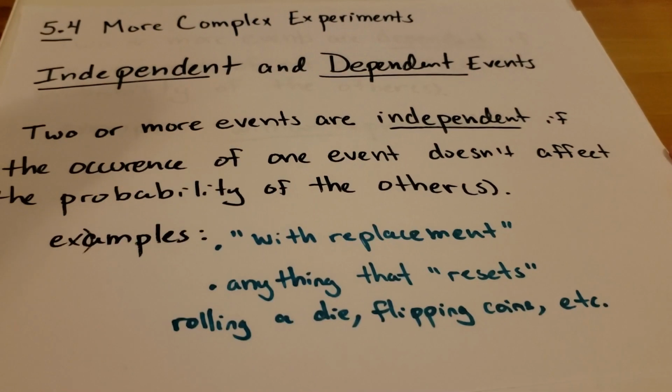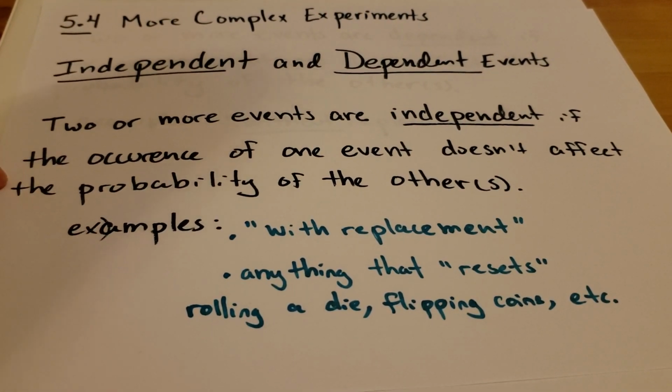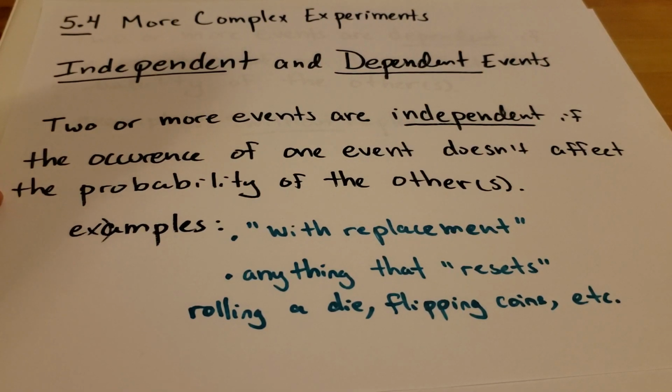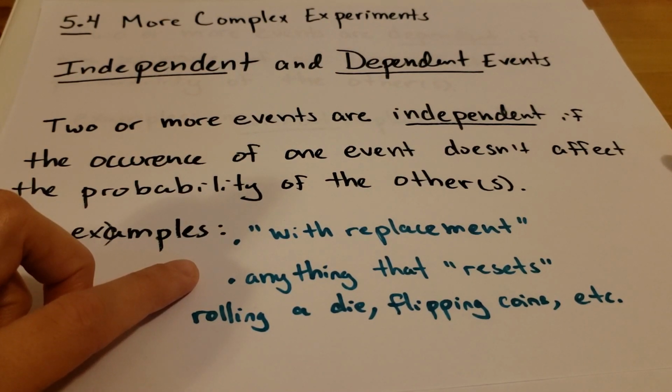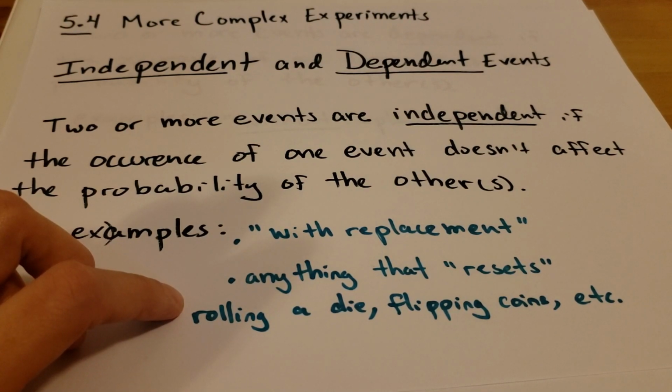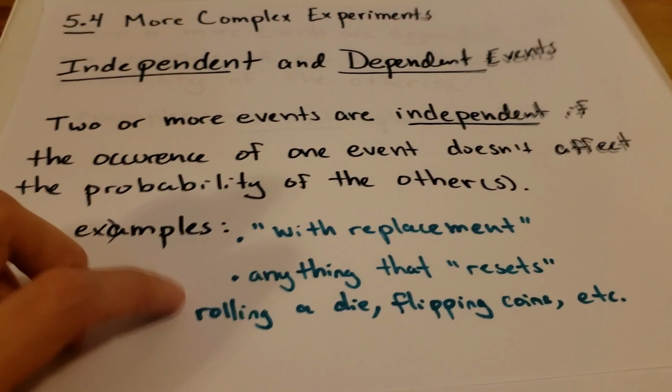So we say that two or more events are independent if the occurrence or non-occurrence of one event doesn't affect the probability of the others. So some examples of this would be any type of problem where they say replacement is involved, and we'll show you some examples of that in a minute. Also, any type of situation that deals with something that resets. So like if we roll a die or if we flip a coin multiple times, whatever number you land on the first time you roll a die is not going to affect your chances of getting any particular number the second time you roll the die. Same thing for flipping coins. If you land on heads the first time, that's not going to affect whether you get heads or tails the second time you flip the coin.